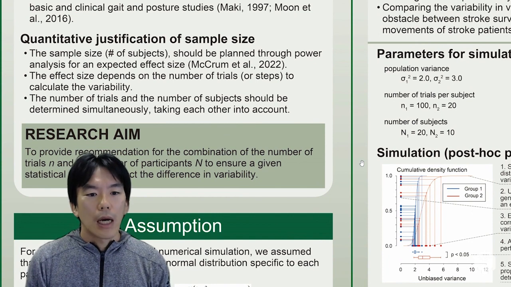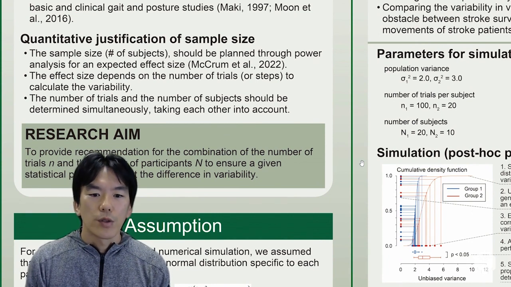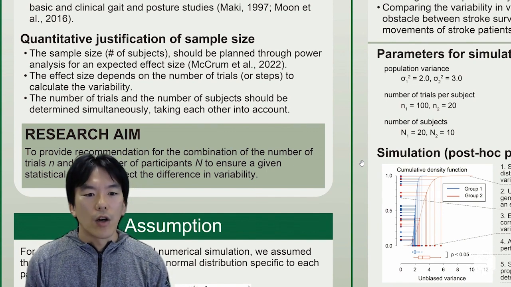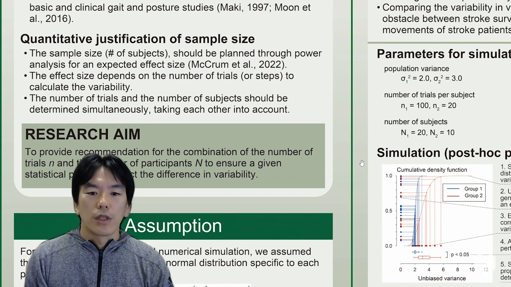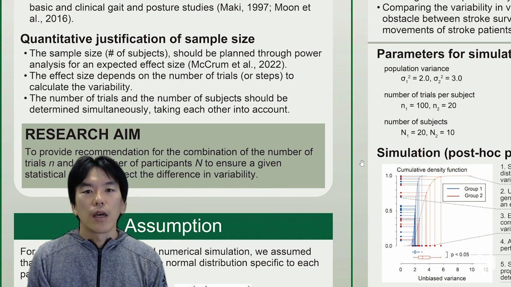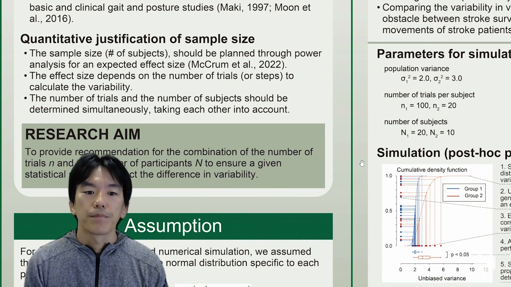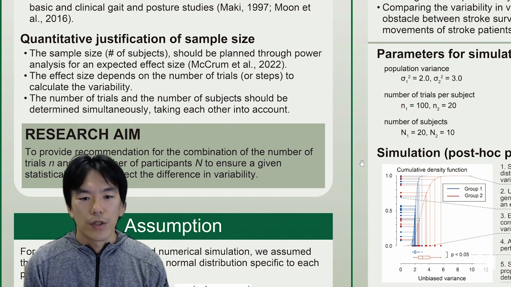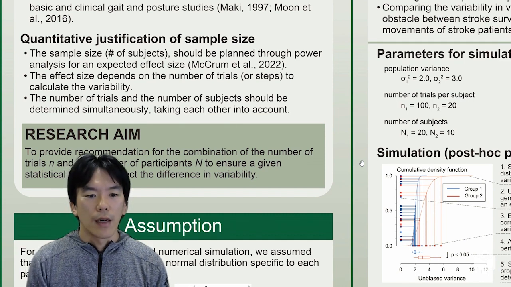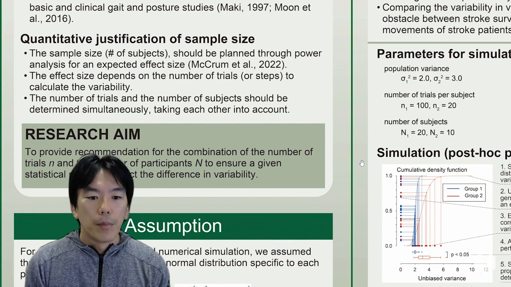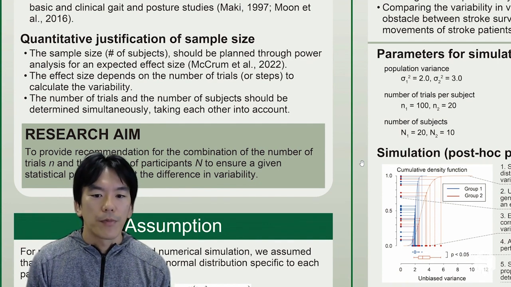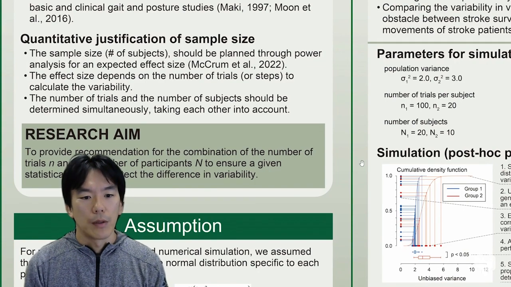When we perform a priori power analysis, we assume the effect size. The key point here is that the denominator of the effect size is inter-subject variability, which depends on the number of trials used to calculate the gait variability. The larger the number of trials or steps, the larger the effect size, then the small number of participants are required. Therefore, we should plan both the number of trials and the number of participants to ensure statistical power.